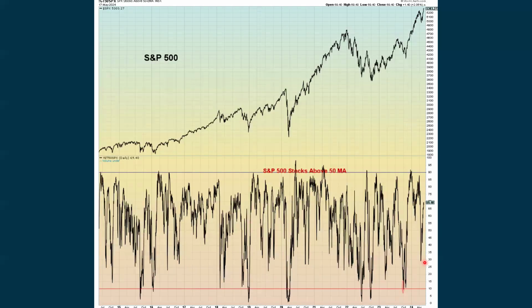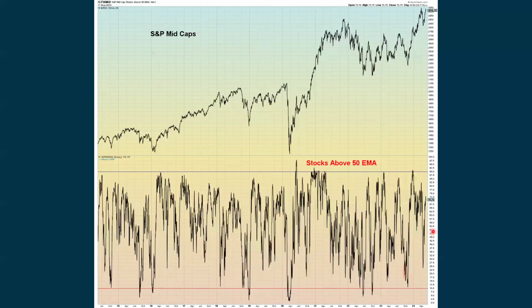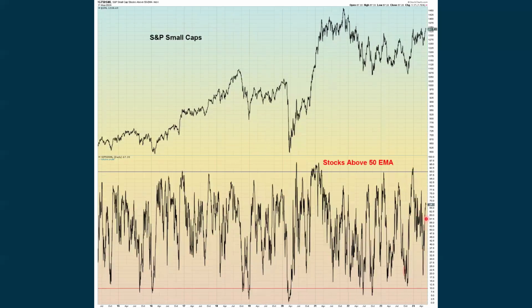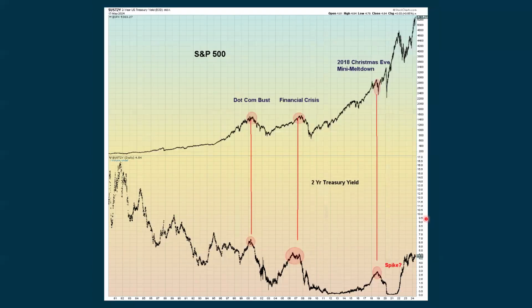Then we use that same concept looking at the S&P and their stocks above their 50-day moving average. And this is going up. We can use this like an oscillator, but since we're not getting an extreme positive or negative reading, I haven't been showing this chart. We look at the mid caps, which are showing some improvement as well. And then we also look at the small caps. And then we look at the S&P on top and then the 2-year treasury yield.